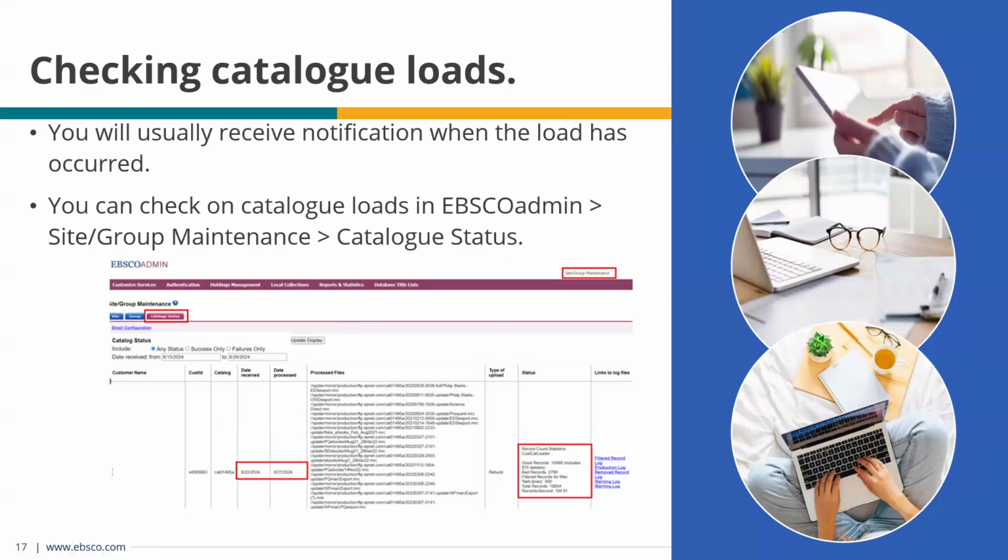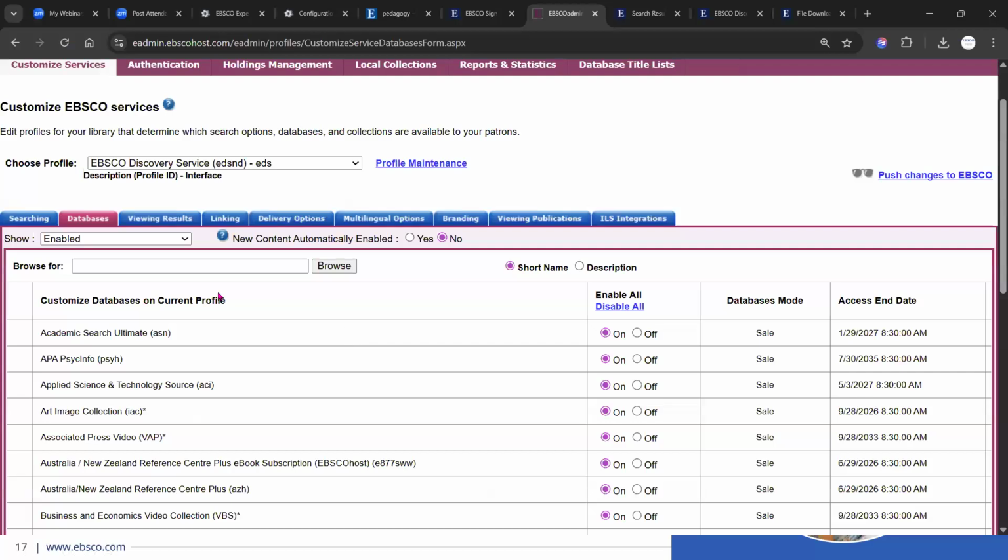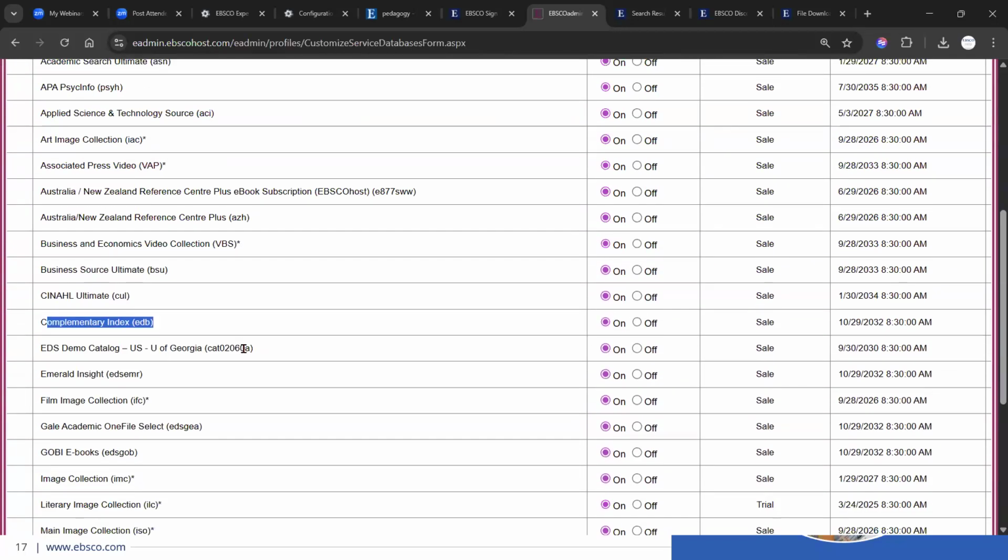So where do catalogs sit within EDS? If we come back to EBSCO admin, if you do have a catalog loaded in the databases subtab and enabled, you will see it here. So you'll see I have a catalog, and you'll just notice here in the brackets that this is that unique catalog code for this catalog.